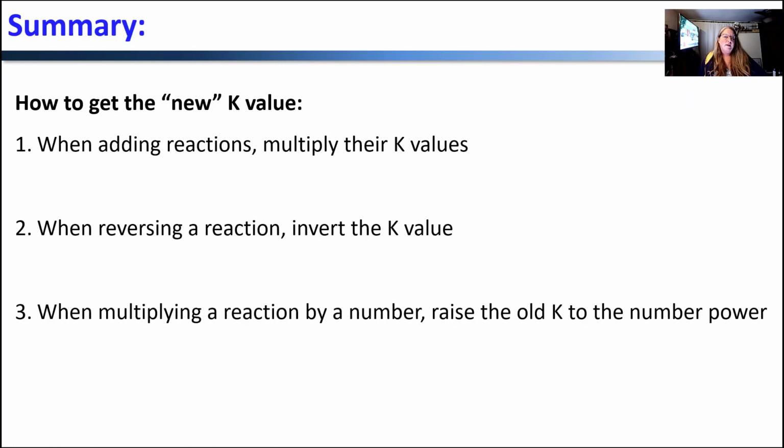So here are the rules then. Just recapping what the rules are. If you're adding reactions, then you multiply the K values. If you're doing a reverse reaction, you're inverting the K values. If you're multiplying the reactions by a factor, then we're just going to raise the old K to the new number power. And that's it.